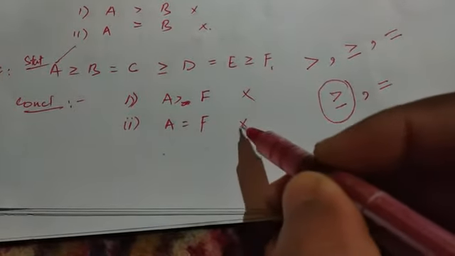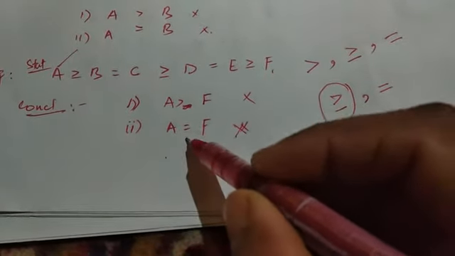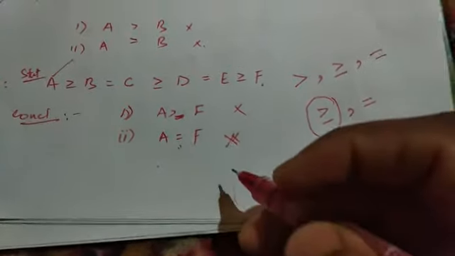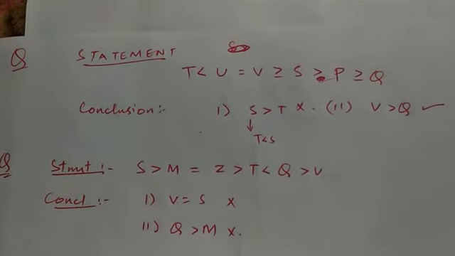So this conclusion is also wrong because the preference has been given to the equal to sign. Our next question is here.